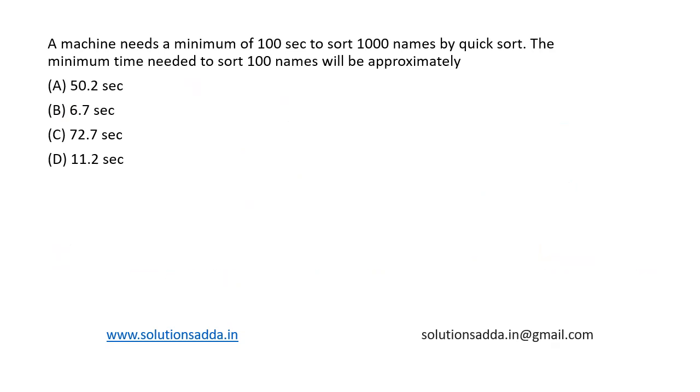This is a question from algorithms. A machine needs a minimum of 100 seconds to sort 100 names by quicksort. The minimum time needed to sort 100 names will be approximately what?